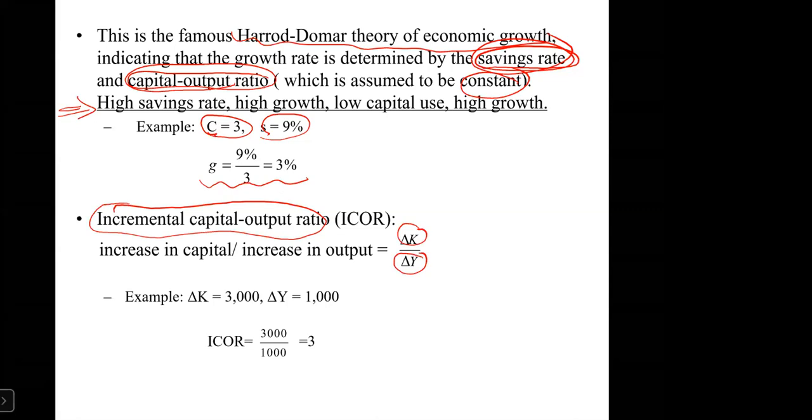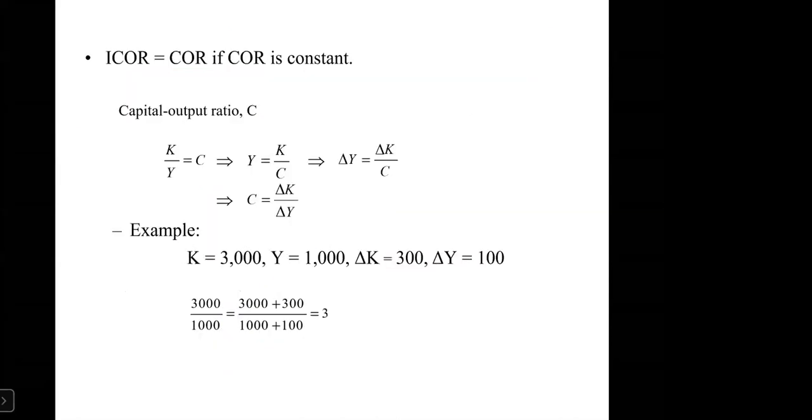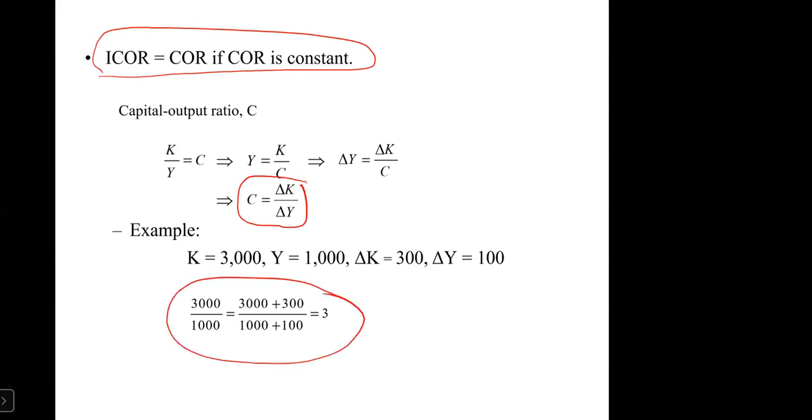Okay. So for example, if the capital increased by 3,000 and output increased by 1,000, the incremental capital output ratio equals 3. But apparently in this model, the capital output ratio is constant, then the incremental capital output ratio is going to be constant as well. It's summarized here. Okay, I'm going to skip the details. So essentially C equals delta K divided by delta Y, and here's an example. Right, so this is the Harrod-Domar model.